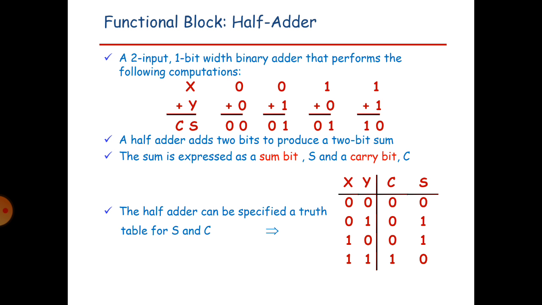So this is the truth table for the half adder, where x and y are the inputs. 00, 01, 10, 11, there are 4 combinations. Sum and carry are the outputs. Sum will be 0 1 1 0, carry will be 0 0 0 1. Carry is nothing but the AND gate truth table, and sum is the truth table of the XOR gate.